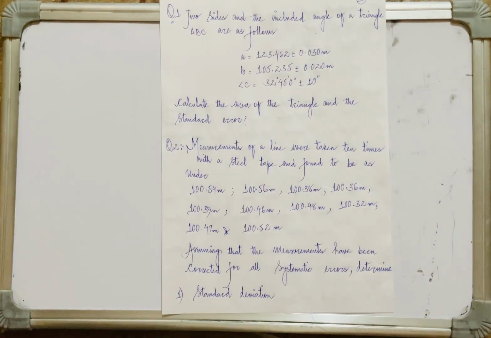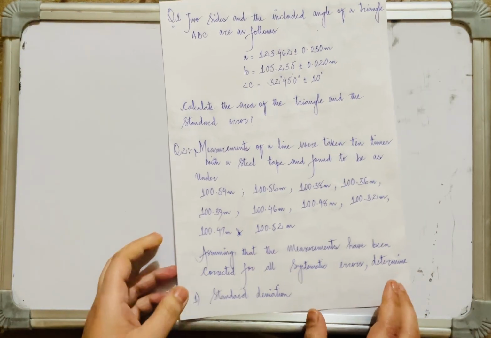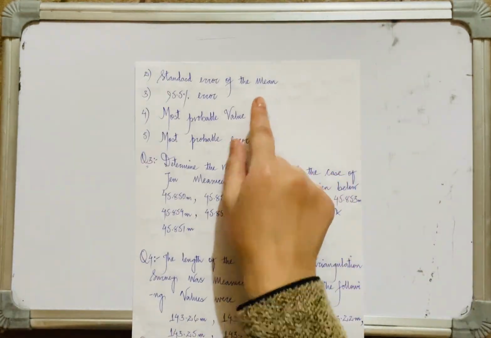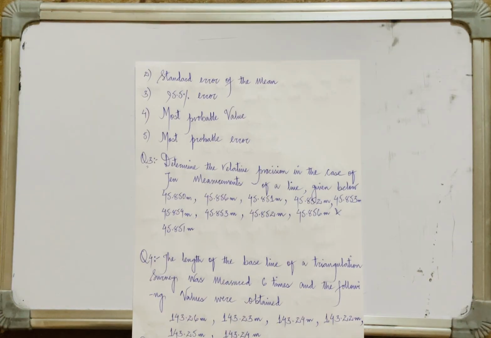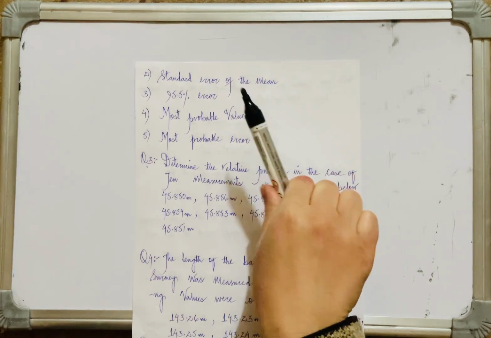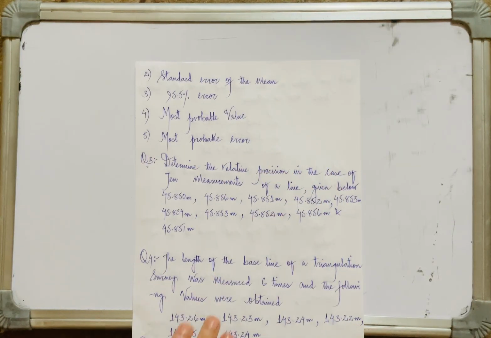All right. Let's do the next question. Question number 2. Question number 2 says that measurements of a line were taken 10 times with a steel tape and were found to be as under. 10 measurements have been taken with a steel tape and the measurements read as follows. All right. What we are being asked to do, assuming that the measurements have been corrected for all the systematic errors, we have to determine the standard deviation, the standard error of the mean, 95.5% error, most probable value, and the most probable error.